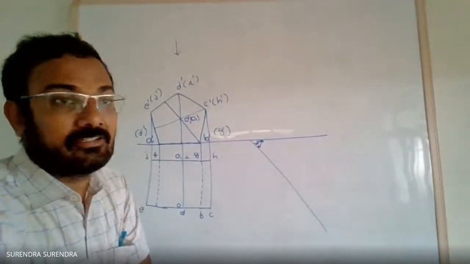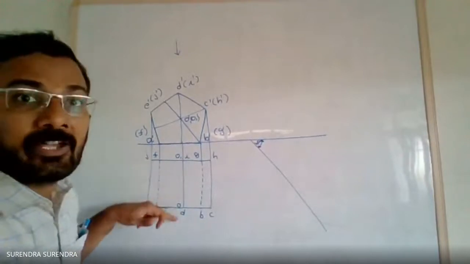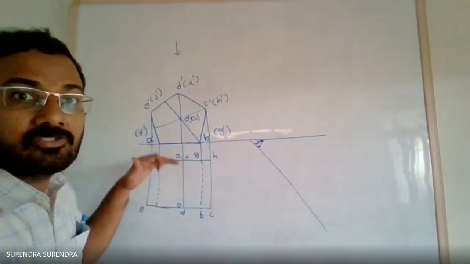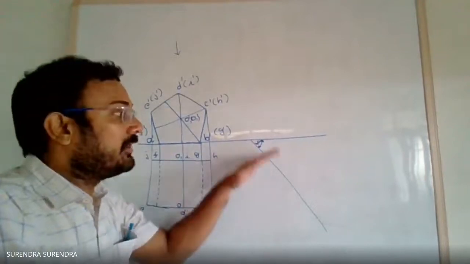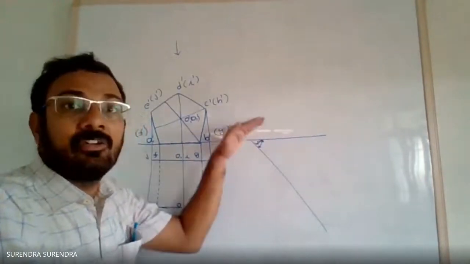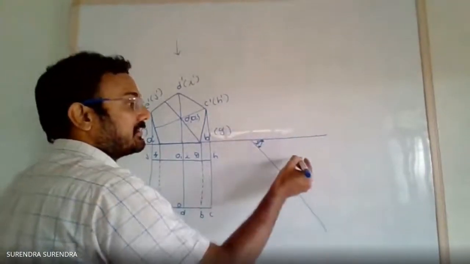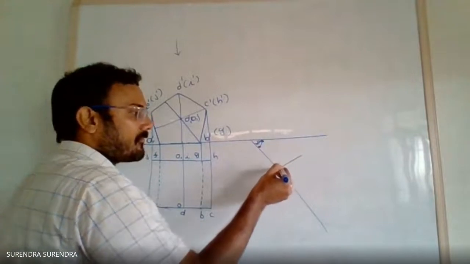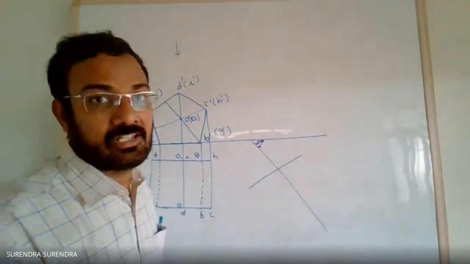How to draw the pentagon? These two bases are perpendicular to the axis. So, at any random distance on this line, draw a perpendicular to this inclined line.